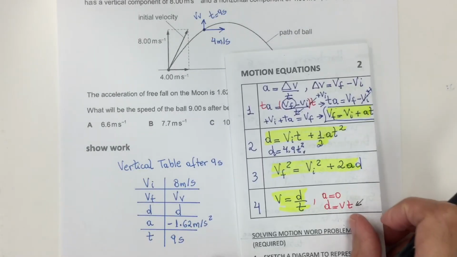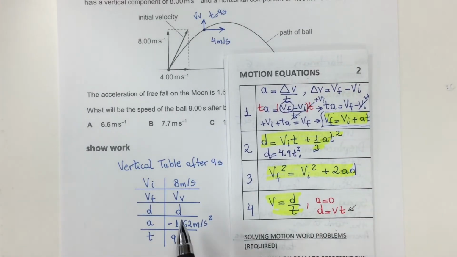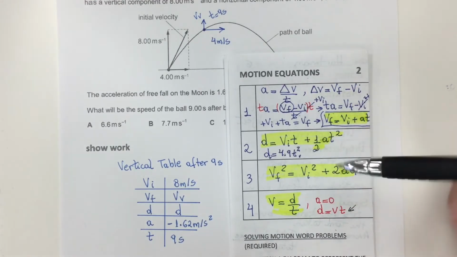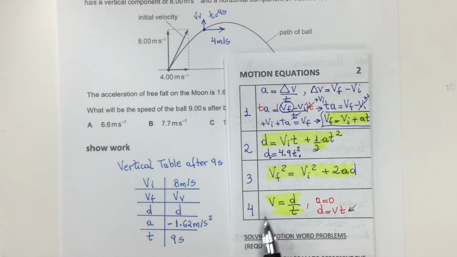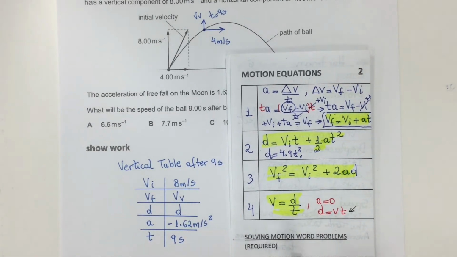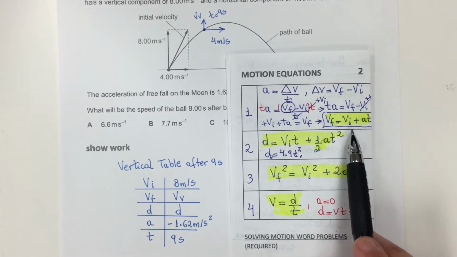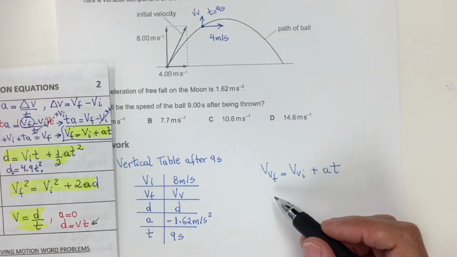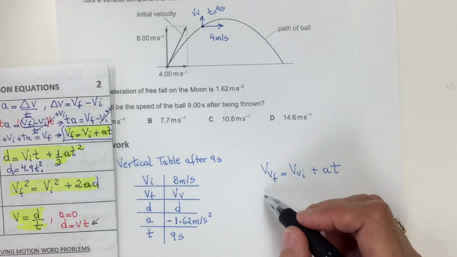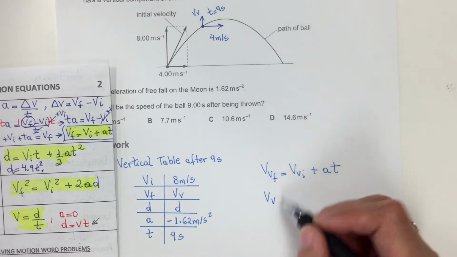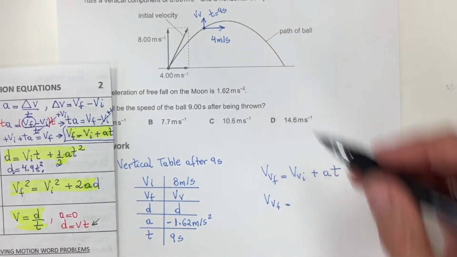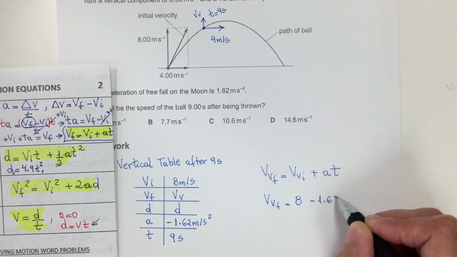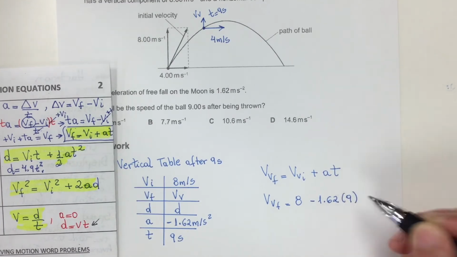So let me look at my options here. I don't have distance, so I'm not going to use 2 or 3. And I'm not going to use 4 because it is acceleration. So what is left is this one. Let me use this one by elimination, Equation 1. Doing the substitution, this is what I'm looking for: V_F for 9 seconds. The initial is 8, acceleration is negative 1.62, and time is 9. I think it's going to work.